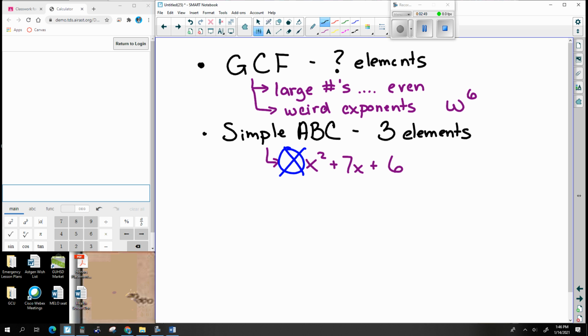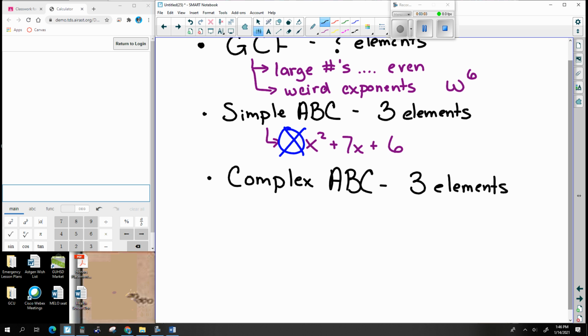Next thing that we can look for is a complex ABC. Again, a complex ABC will be 3 elements, and it's going to be an x squared, x, normal number, just like a simple ABC. However, there is a front number that doesn't go away.